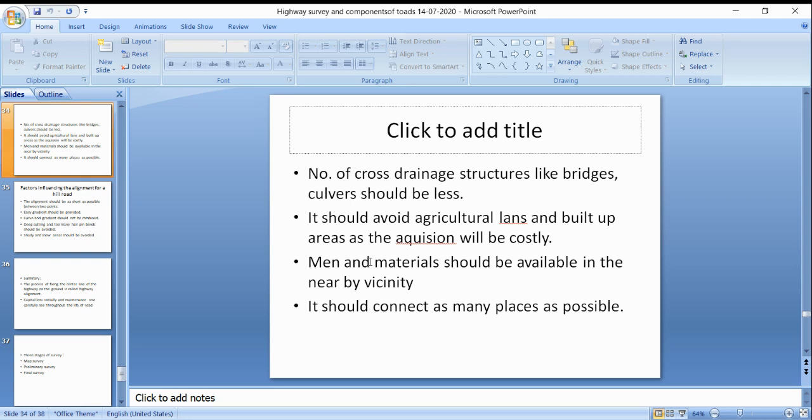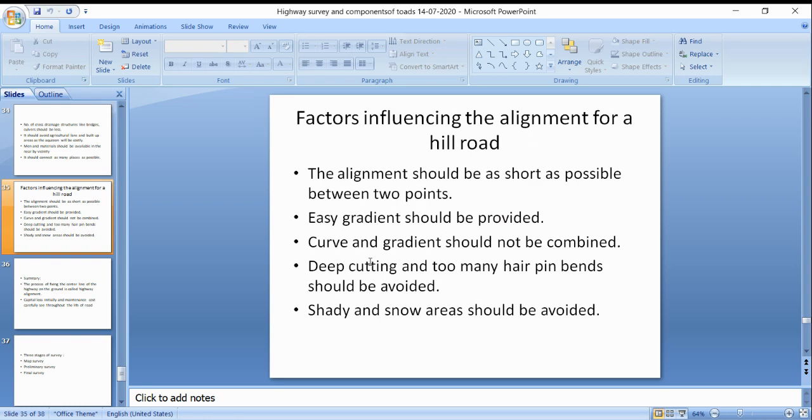And we also have to avoid agricultural lands if possible, and any land acquisition problems will be costly, so that should be avoided. Men and material should be available in the nearby areas, and it should connect as many places as possible for the road. So these are for the plain area.